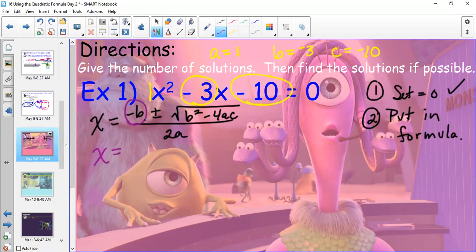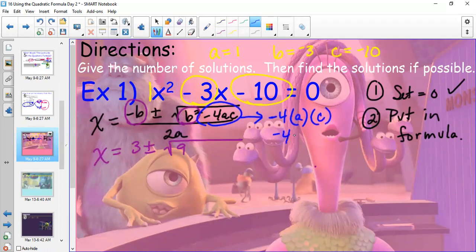The opposite of b would be 3 here, plus or minus the square root of b squared, so negative 3 times negative 3 is positive 9. Be careful with that and don't accidentally put negative 9. And then out to the side, I like to do this in one step, the minus 4ac. So I have a negative 4, that will always be there, times our a, times our c.